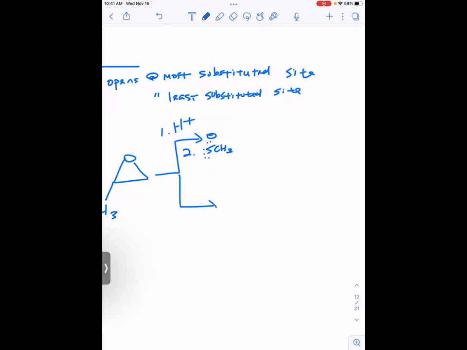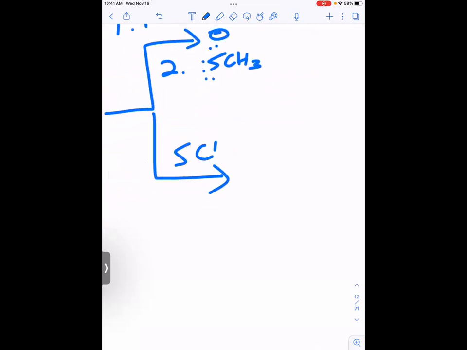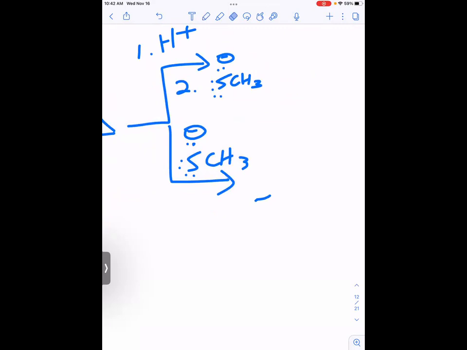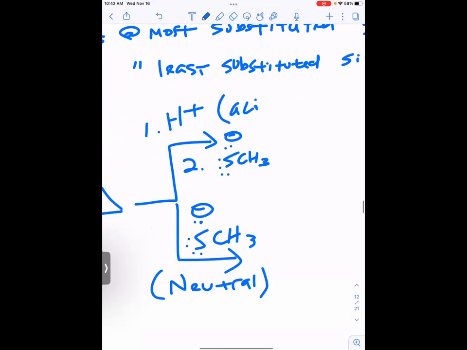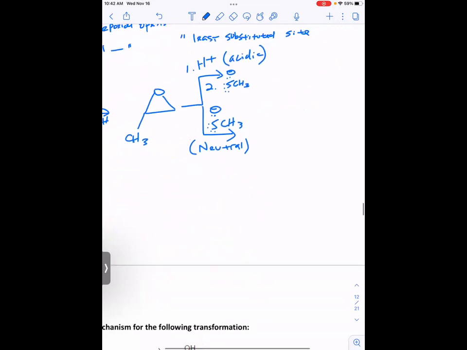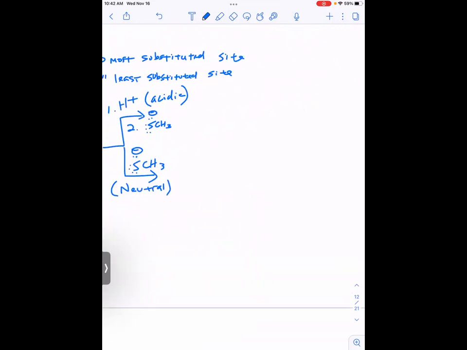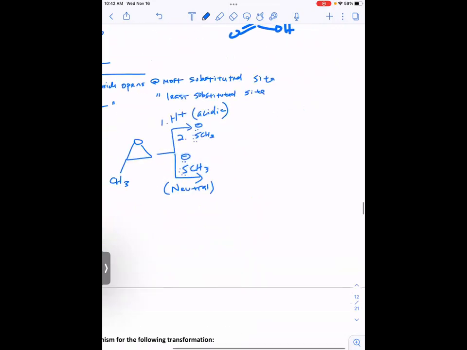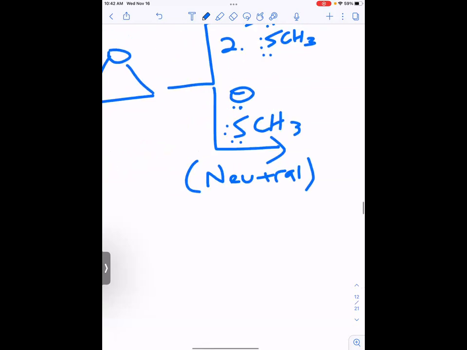If I just treat it with methyl sulfide by itself, that's going to give me a different product. This will be considered under neutral conditions. And then this is acidic. Right, so let's look at the products first, and then we can explain why. So under neutral conditions, this is gonna actually just pop this open. So this is gonna attack here and pop that open.